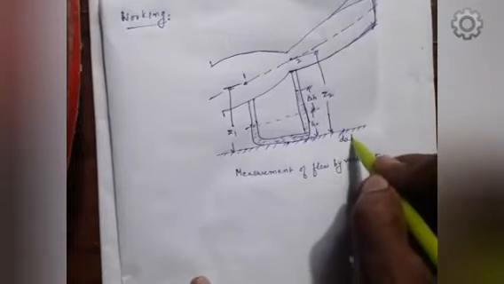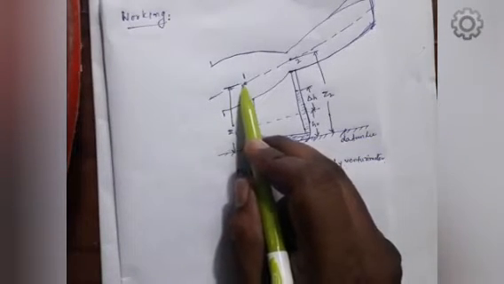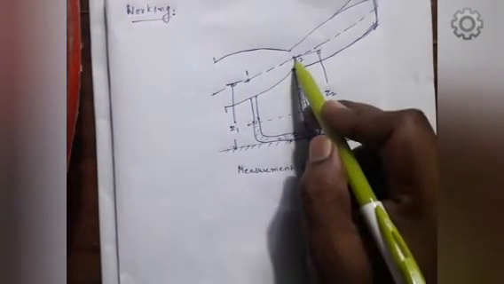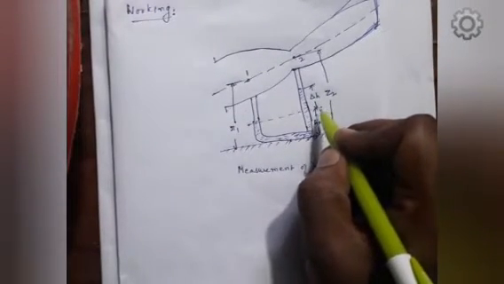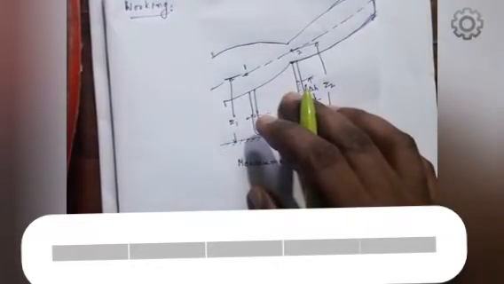It is the datum line from where the height of the center line of the pipe at point 1 is Z1 and at the throat point 2 is Z2. This is the reference line. So the working is very simple.